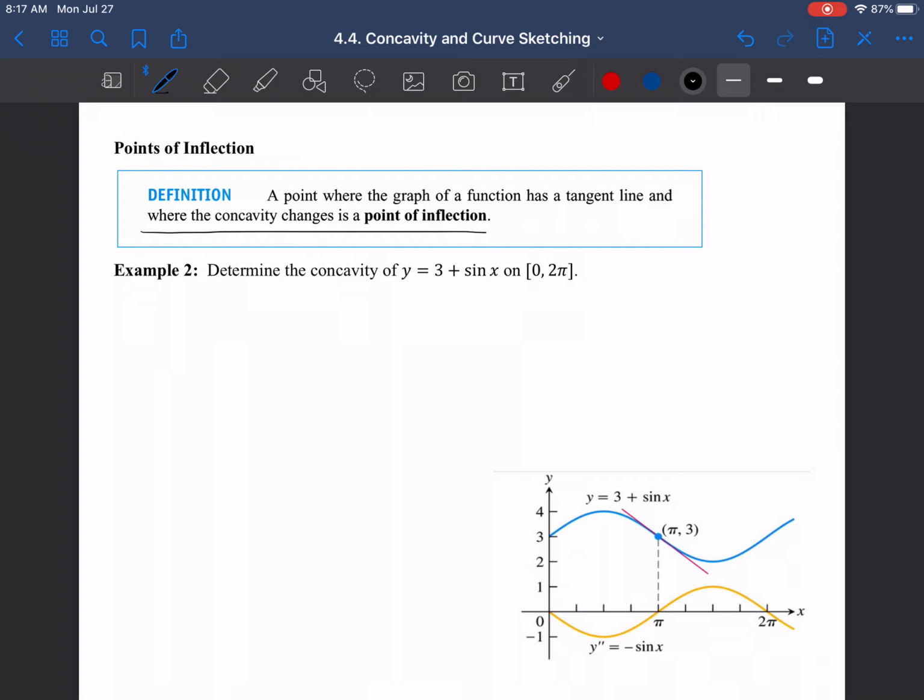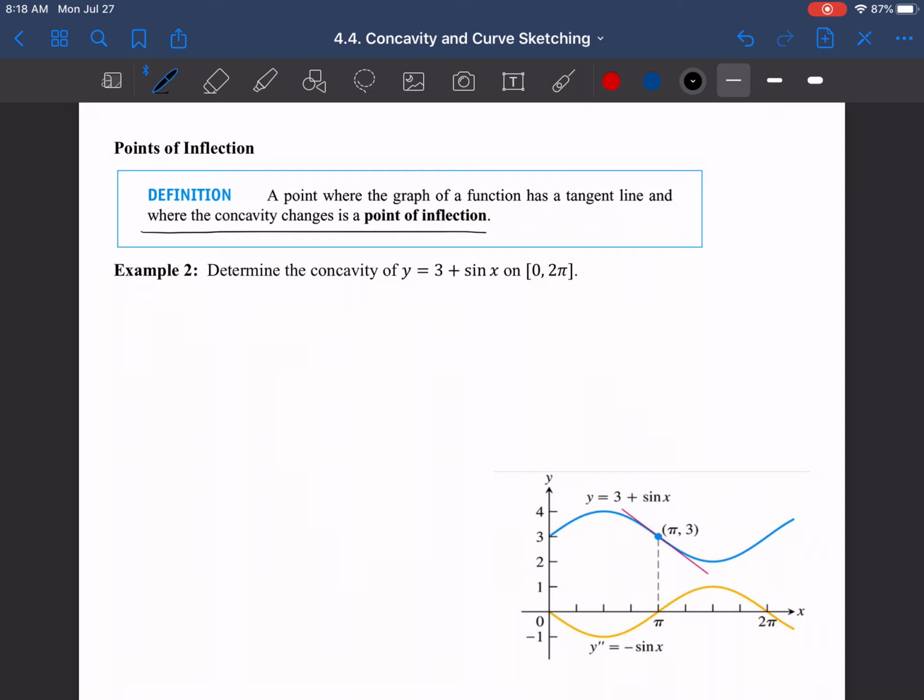So if we look over here, we can try this one. Determine the concavity of y equals 3 plus sine x on 0 to 2 pi. Excuse me, apologies. So let's look at this.